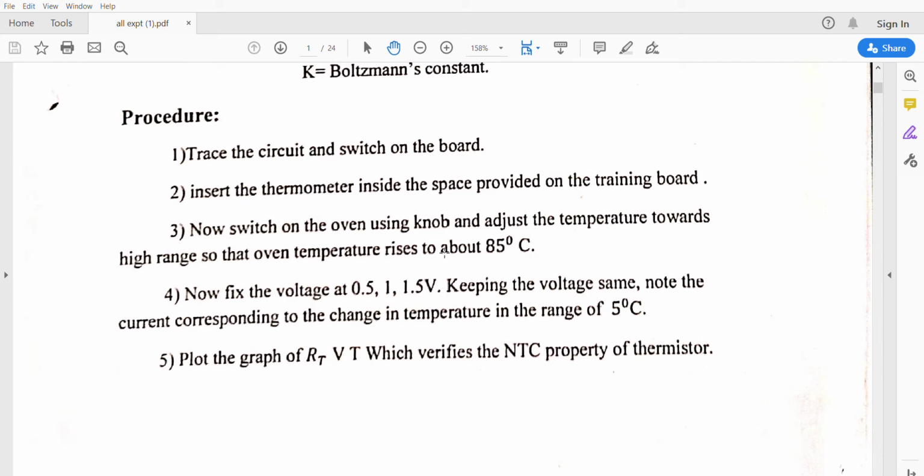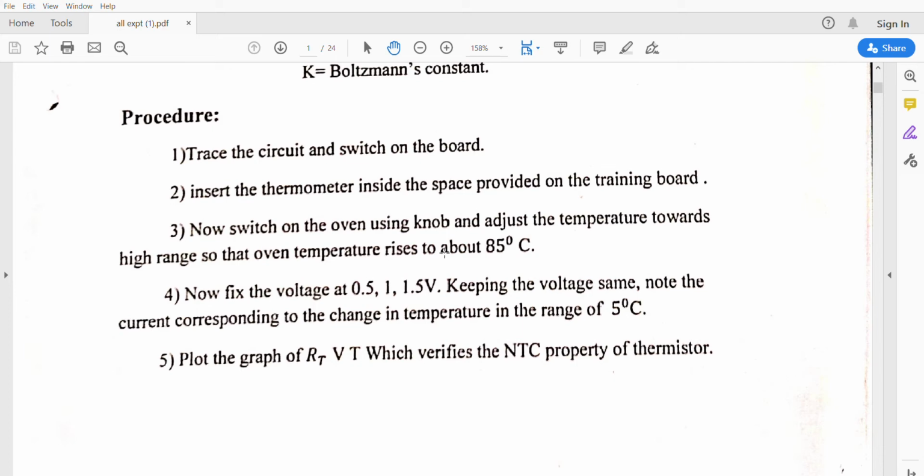We have to switch off the heater knob and note down the readings of the changes in the current for the particular decrease of temperature of 10 degrees centigrade. So when we switch off the knob, the temperature has already risen to 90 degrees. We know that heat energy always flows from the higher temperature region to the lower temperature region. So the temperature slowly decreases for that particular diode.